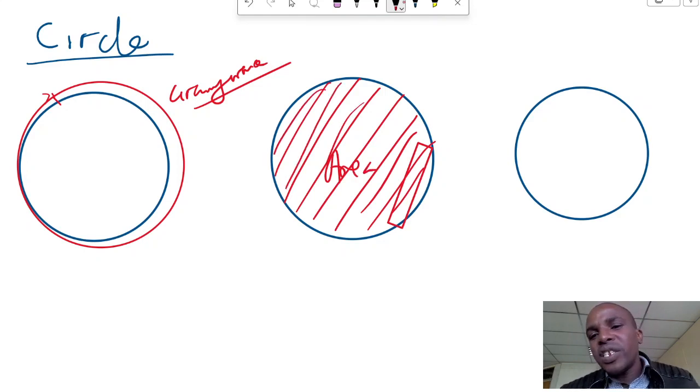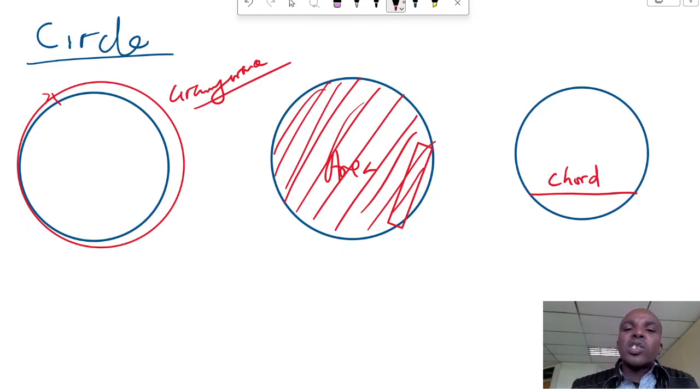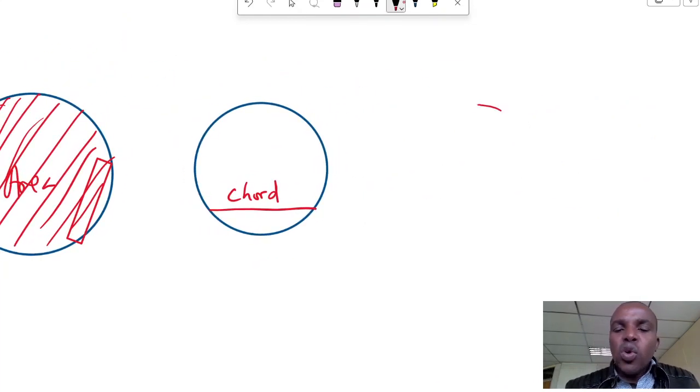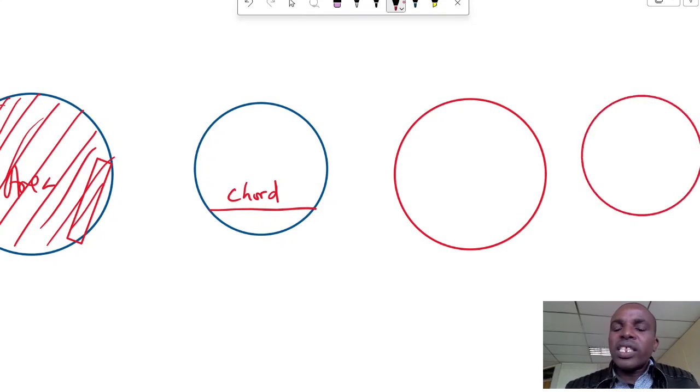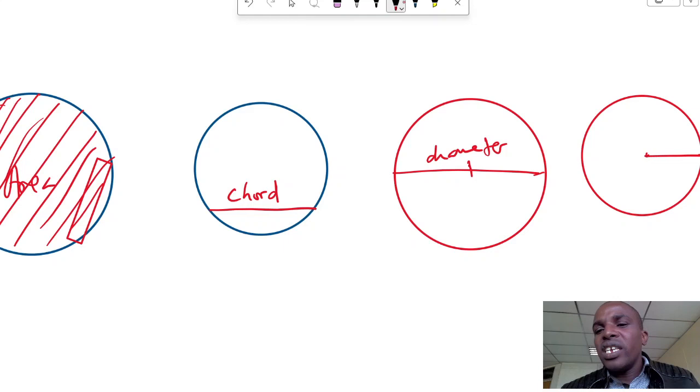Then this part is called a chord. This line, the red one, is called a chord. Then if I draw another circle here, this one is called a diameter. A diameter is a special chord that divides the circle into two equal parts. That's called the diameter. Then half diameter is called radius.